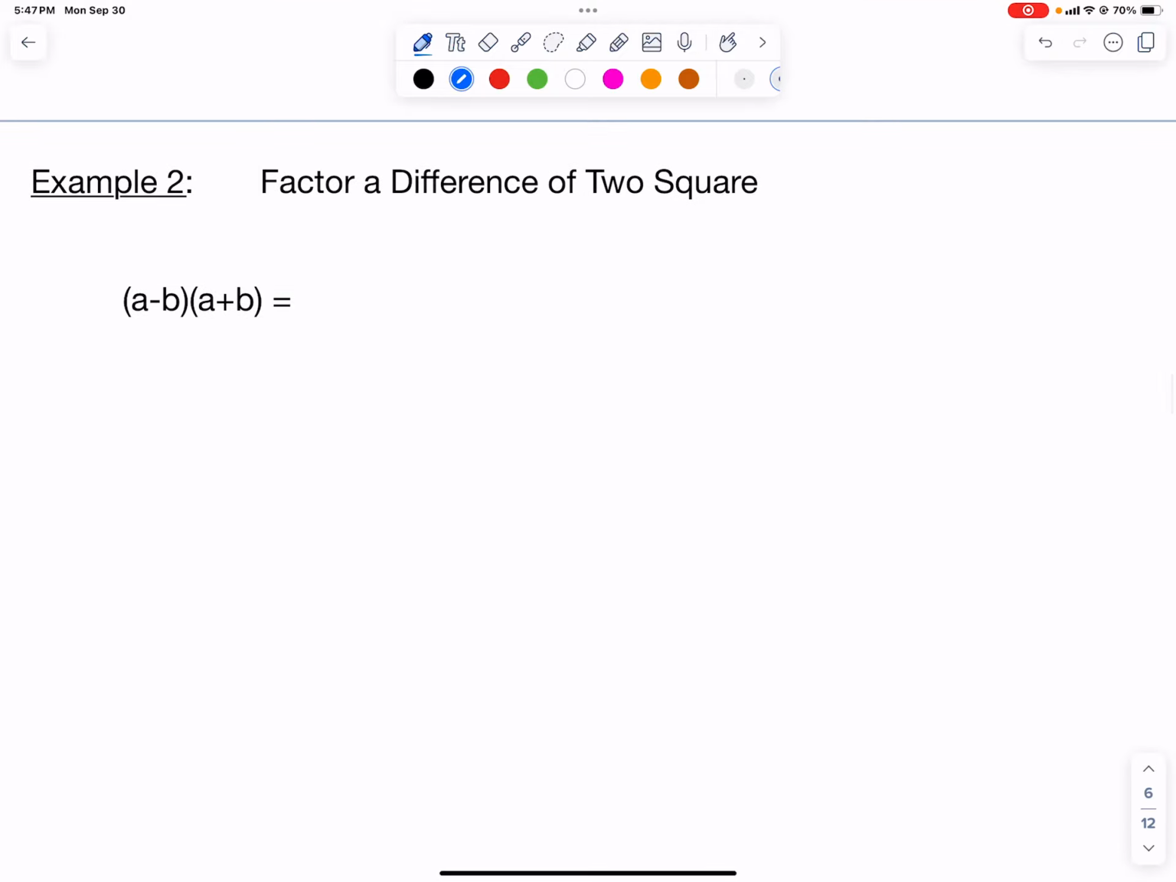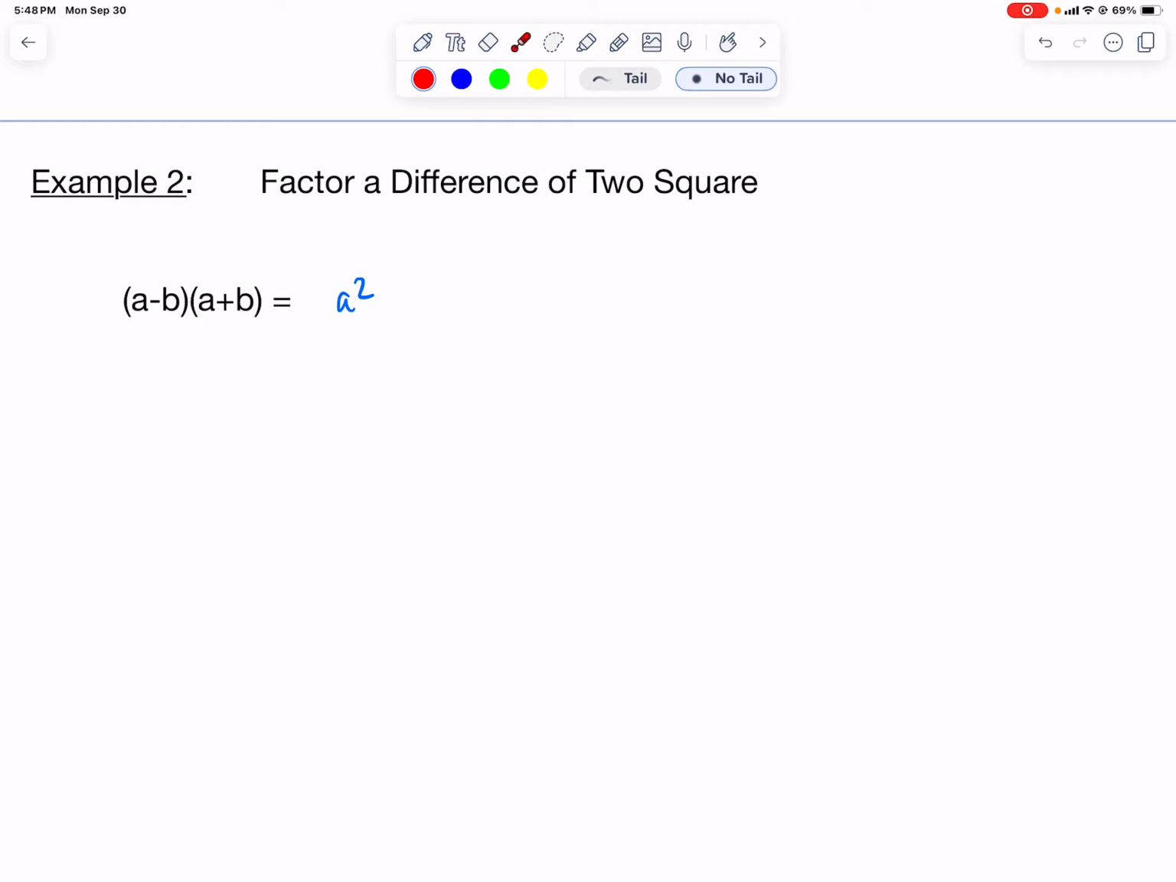Okay, here's another example where we are factoring a difference of 2 squares. Now before we do that, I want to show you what happens when we multiply this out. So using the FOIL method, again, we're going to multiply the first terms. So that's going to be a squared.